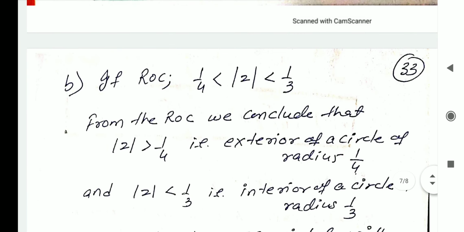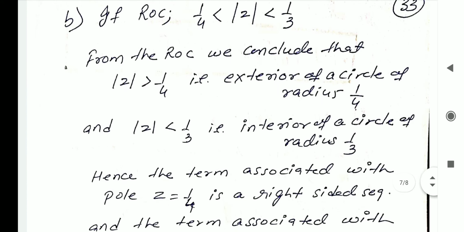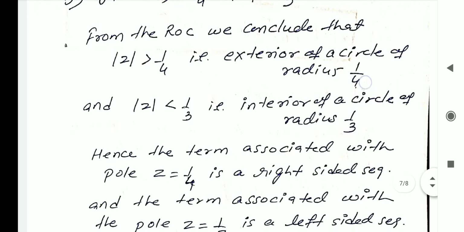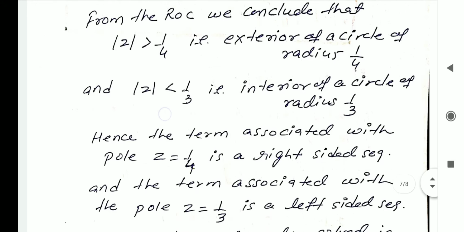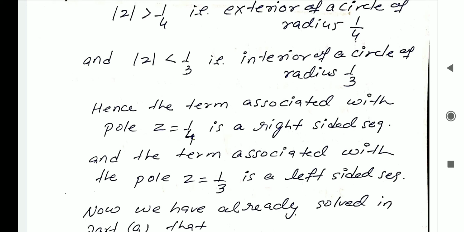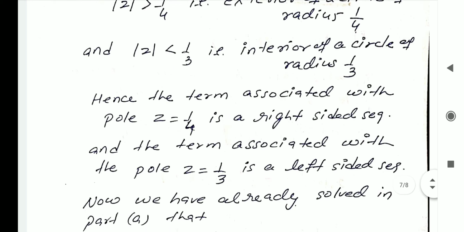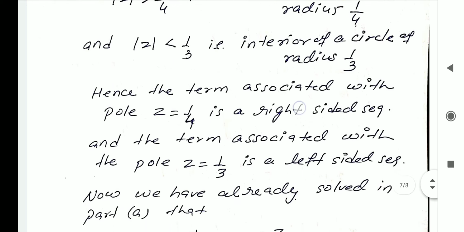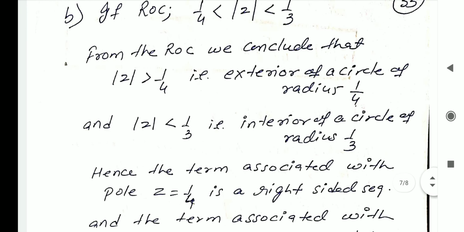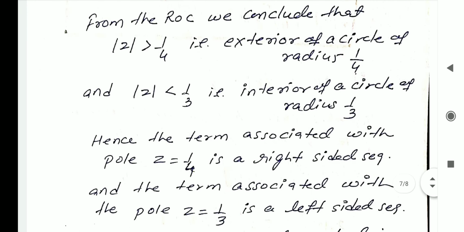Now coming to the B part, where ROC is 1/4 less than mod of z less than 1/3. From the ROC, we conclude that mod of z is greater than 1/4, that is the exterior of the circle of radius 1/4, and mod of z is less than 1/3, that is the interior of the circle of radius 1/3. Hence, the term associated with the pole z equals 1/4 is a right-sided sequence. This one will be a right-sided sequence and this one will be a left-sided sequence.